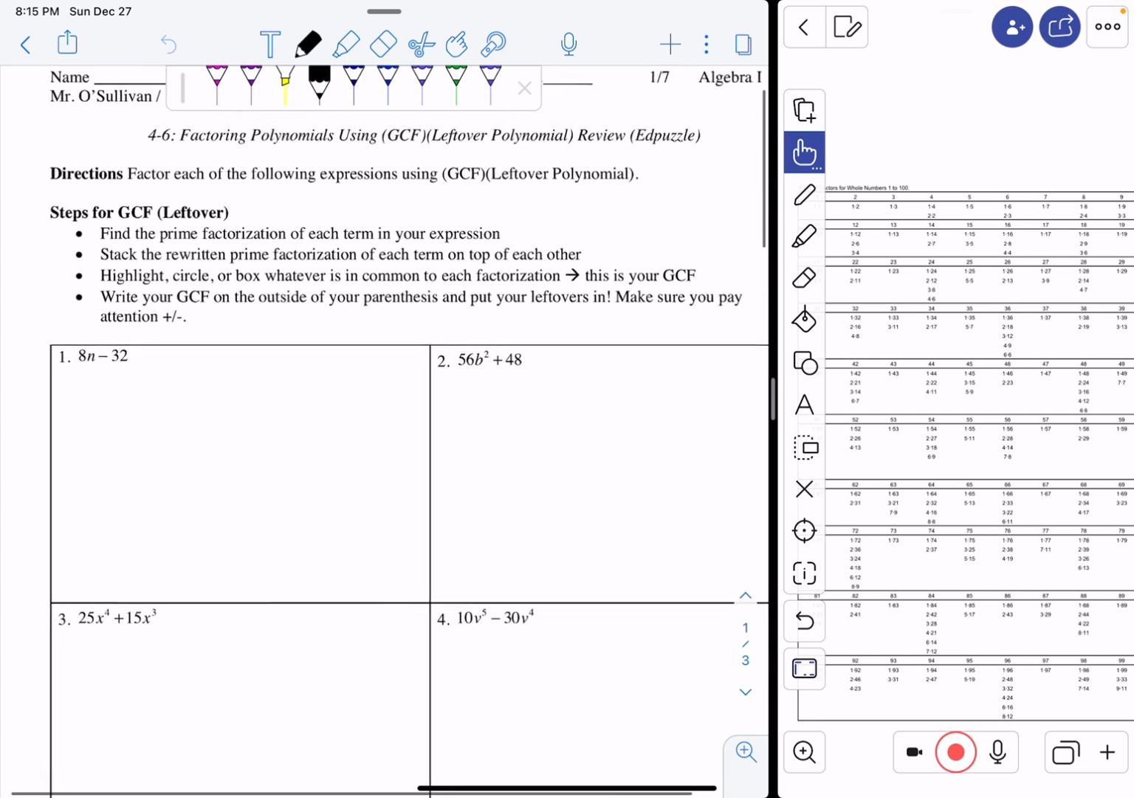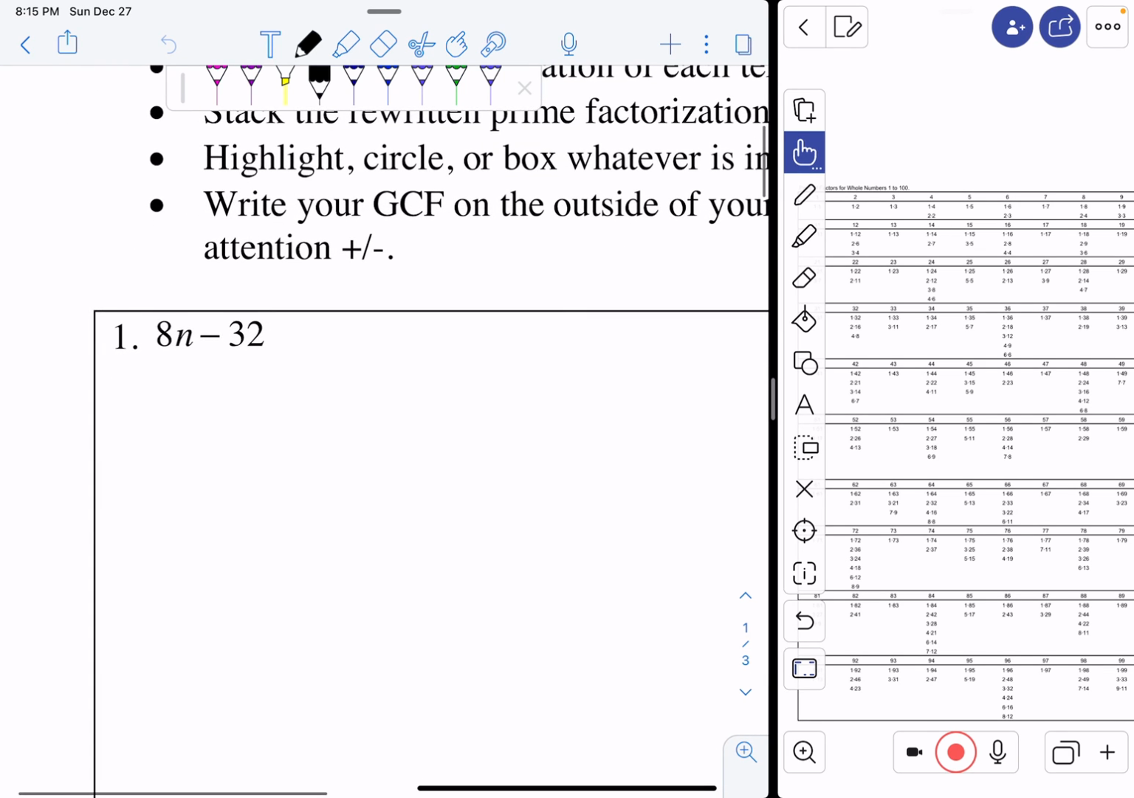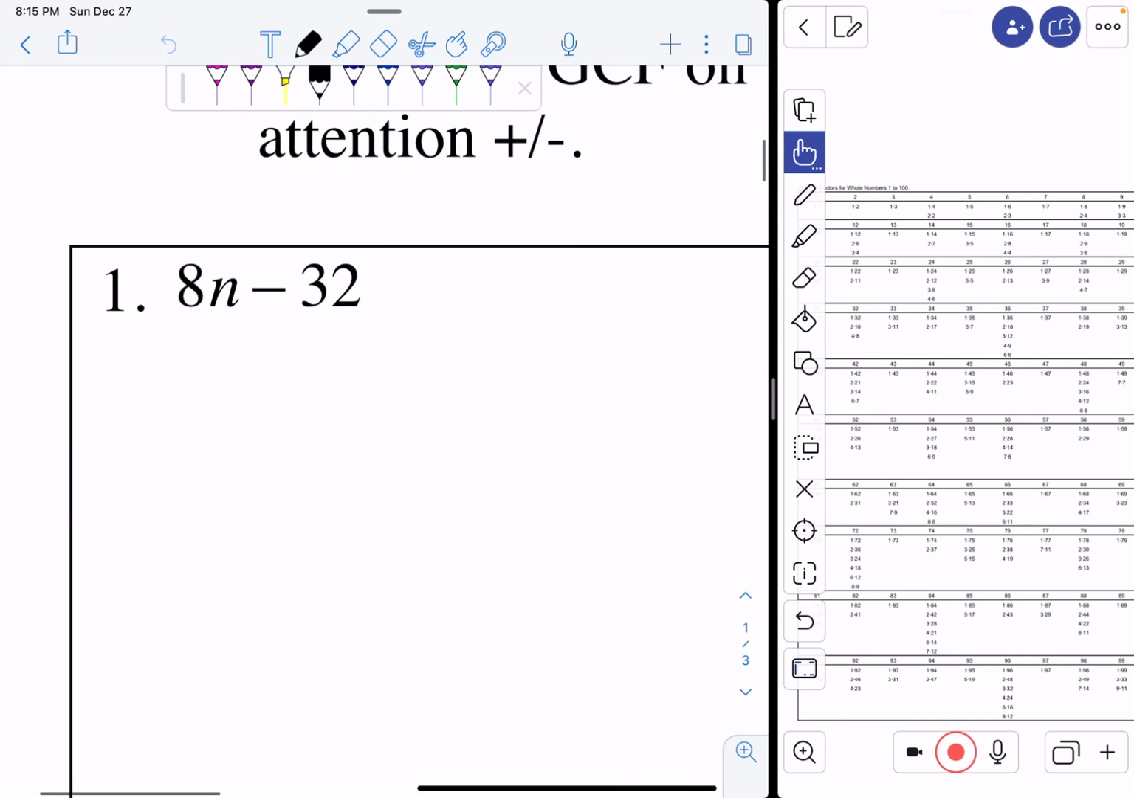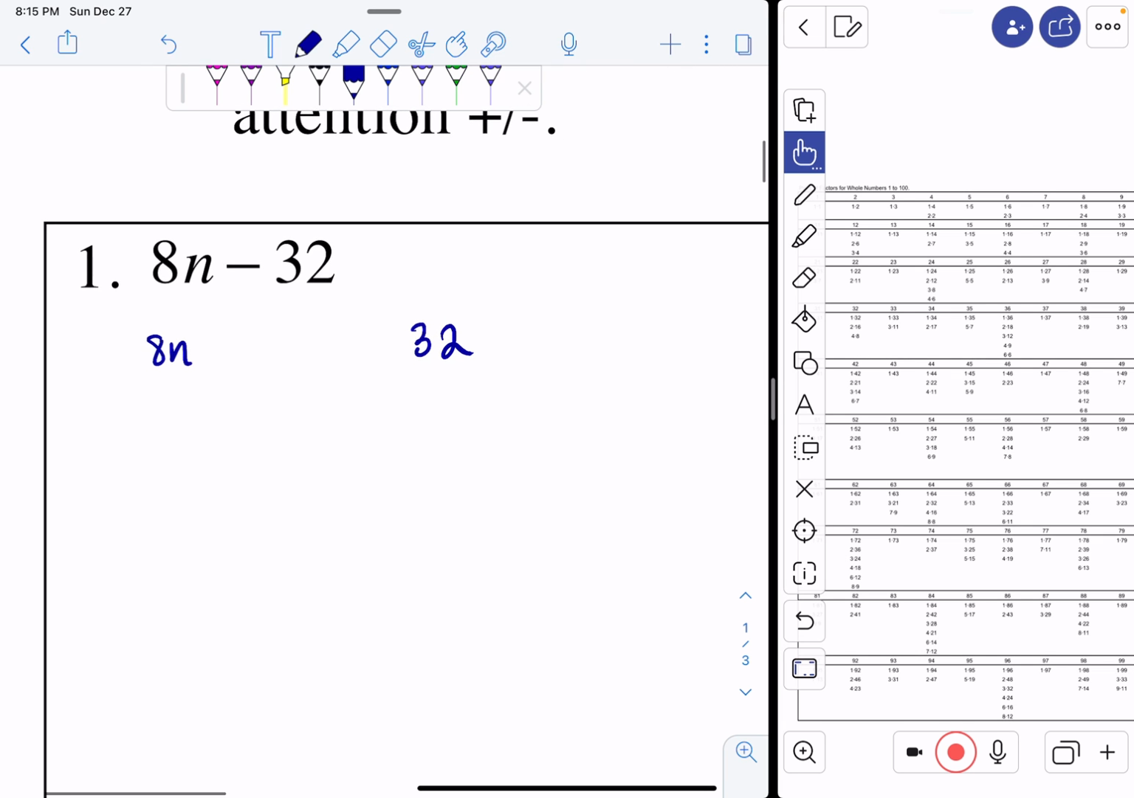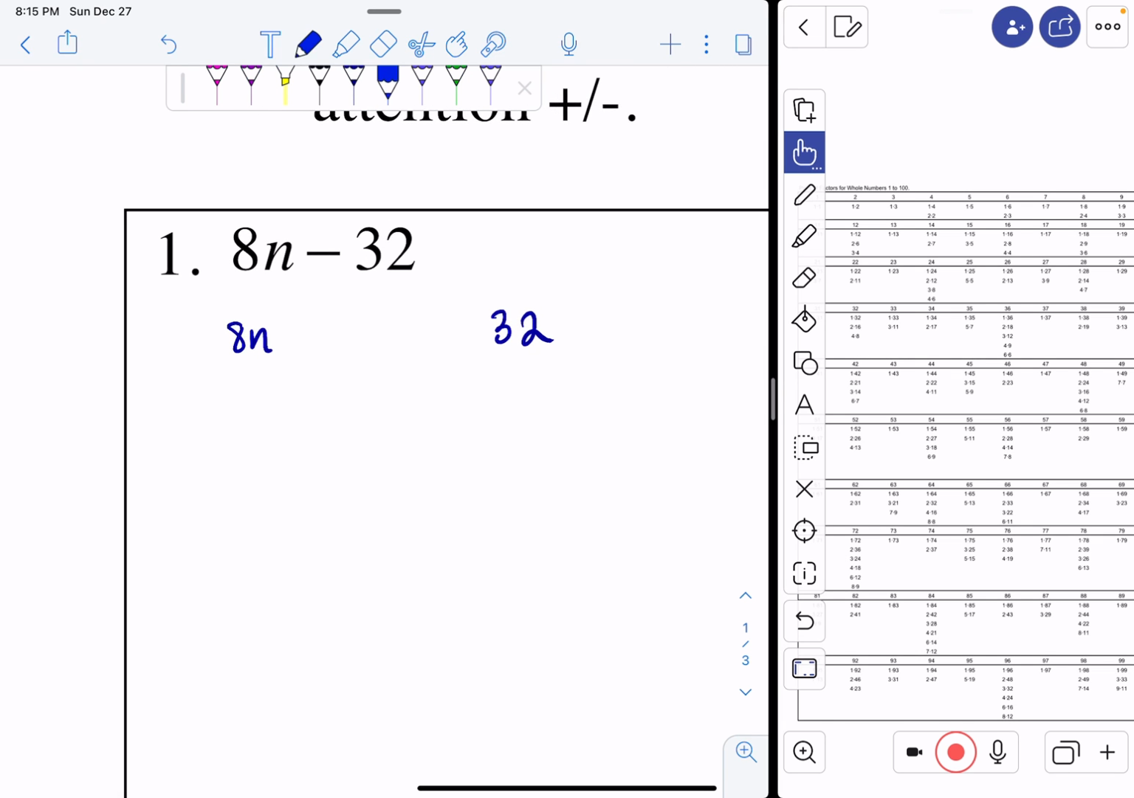So for our first example, we want to find the GCF leftovers of 8n minus 32. Please pay very close attention. We rewrite the prime factorization of each of our terms. So in this case, our 8n and our 32. So how it's going to work is we basically want to break apart our 8n.